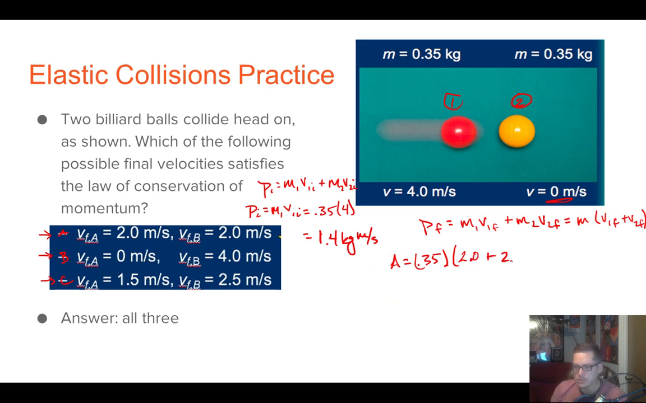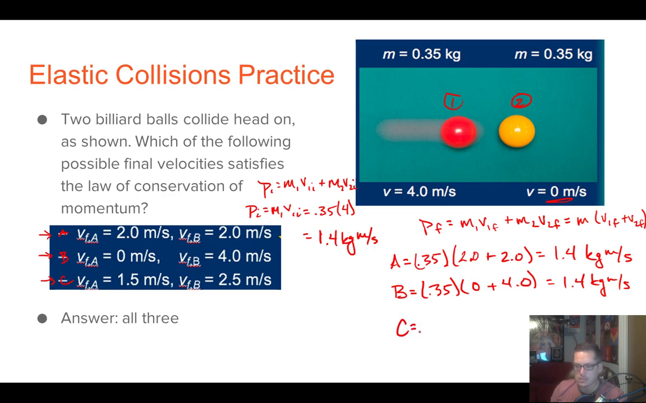2.0 plus 2.0. So that becomes 0.35 times 4, which gets us exactly what we got up there, 1.4 kilograms times meters per second. And you can look at the second one and see as well, if you add 0 and 4, that's also going to give you 4. So B is 0.35 times (0 plus 4.0), which gives the same answer, 1.4 kilograms times meters per second. So far A and B are both valid resultant velocities.